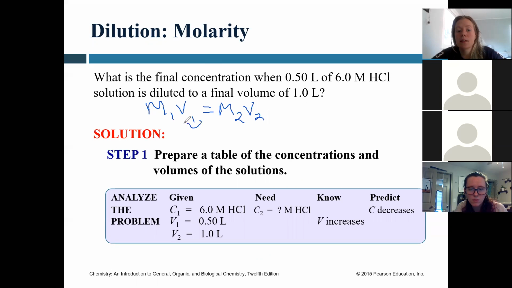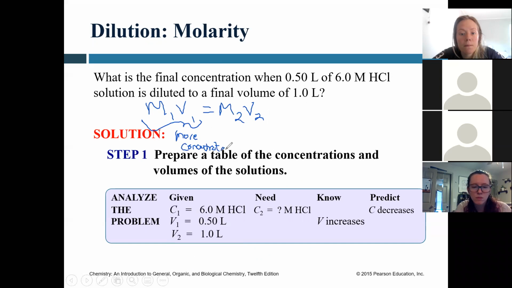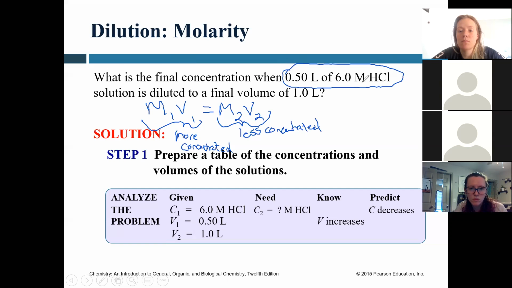The ones are going to be your more concentrated thing. So maybe give yourself a little reminder, more concentrated. The twos are going to be your less concentrated. So in this case, it's asking about the final. It says we're starting with this. So this is a 6 molar. This is a higher concentration. This is a lower volume. So this is my M1V1 stuff. This here, the final volume, bigger volume, that's where we're headed towards. This is my V2. You want to be able to distinguish those. You don't want to mix your M1s and your V2s together.